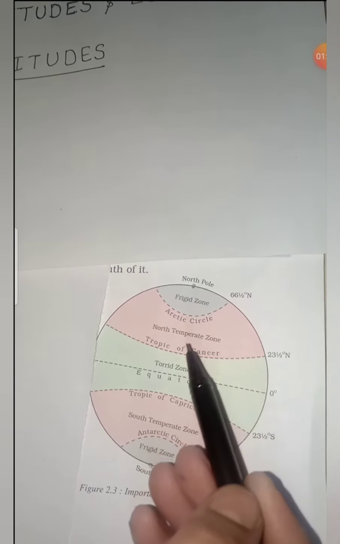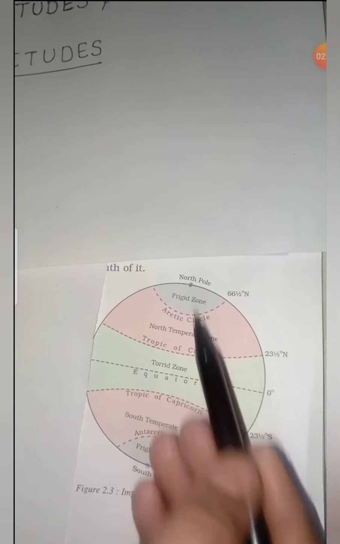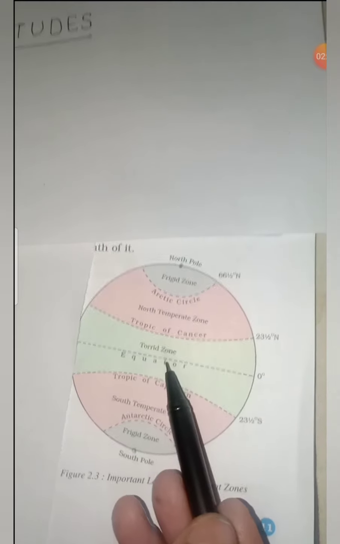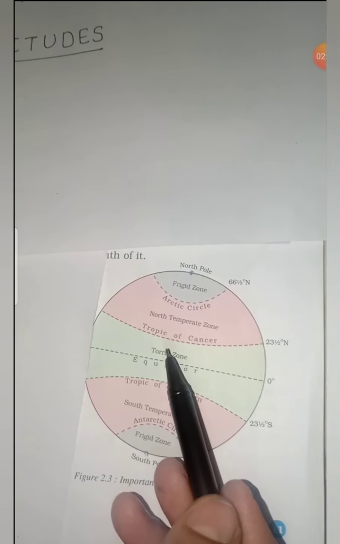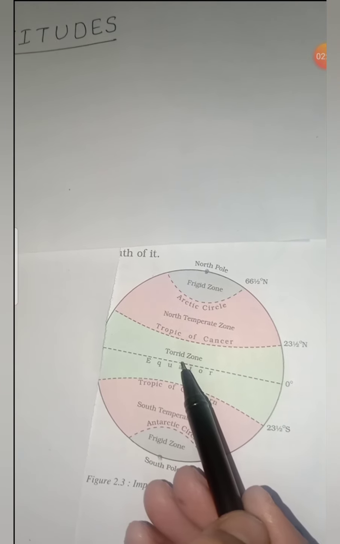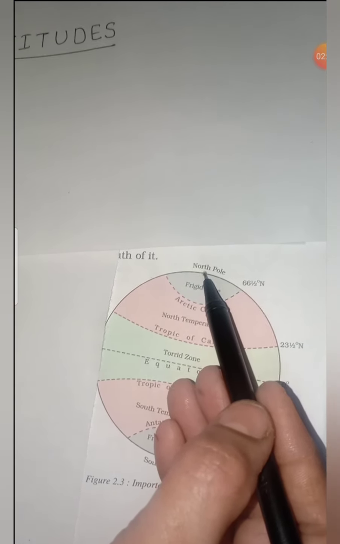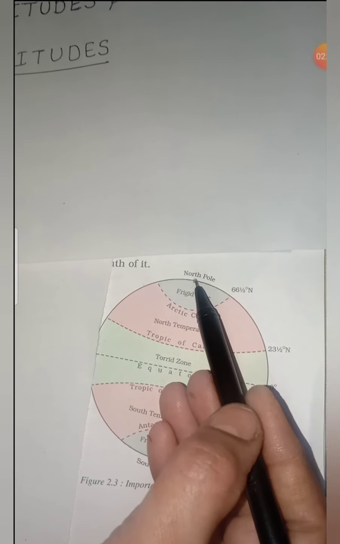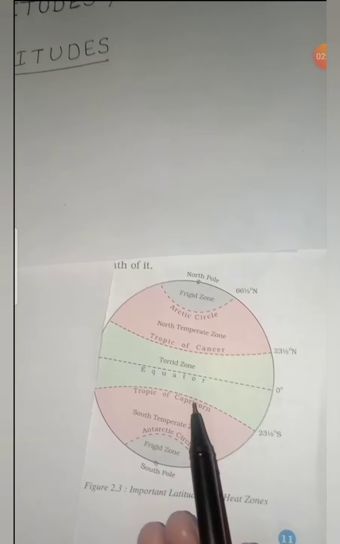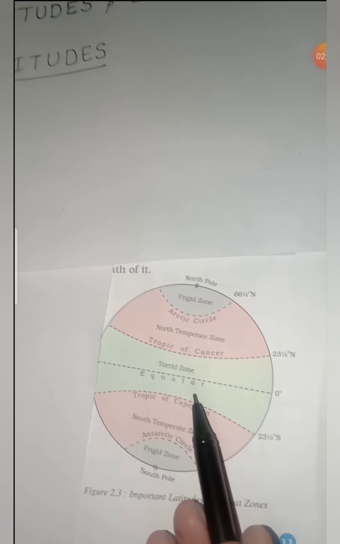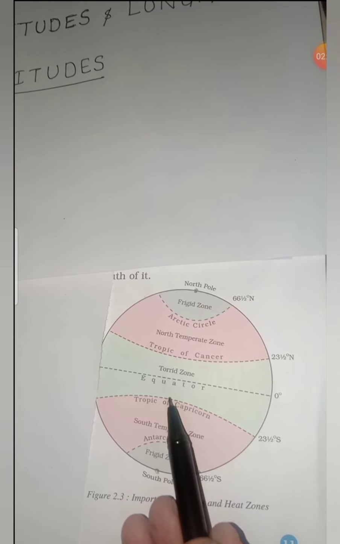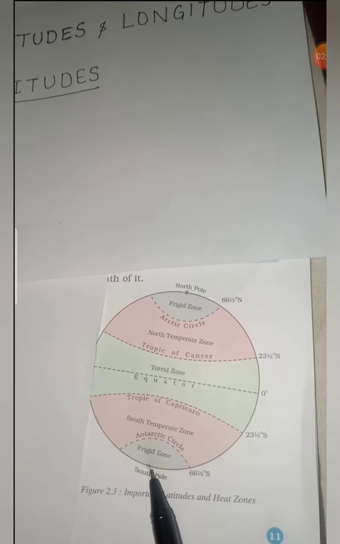The northern half of the earth is known as the northern hemisphere, and the southern half is known as the southern hemisphere. The latitude towards the north, that is the North Pole, is 90 degrees, and the latitude towards the south, that is the South Pole, is also 90 degrees.